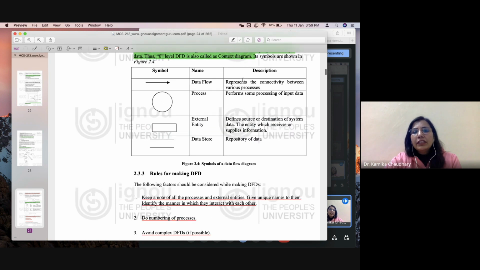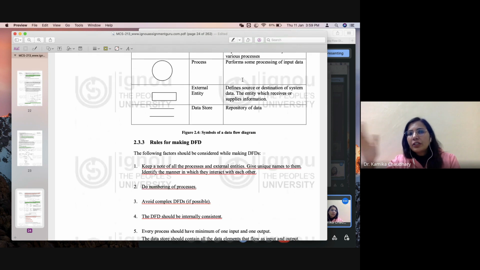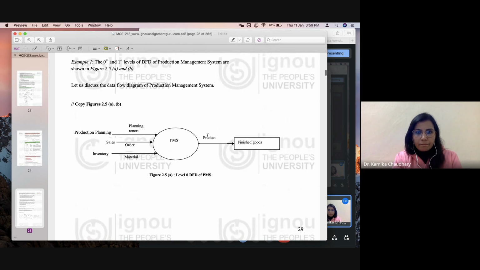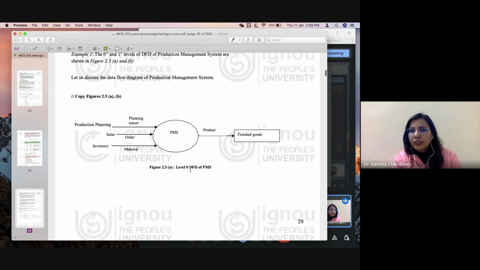Then after that, if I move on to level one, it is going to explain more about my DFD. If I go to level two, more explanation and more details of the system are going to be there. I'll show you also. This is my level zero of the DFD of my project, the production management system. PMS is my production management system. There is a company which is producing a product, and it has developed a production management software system.